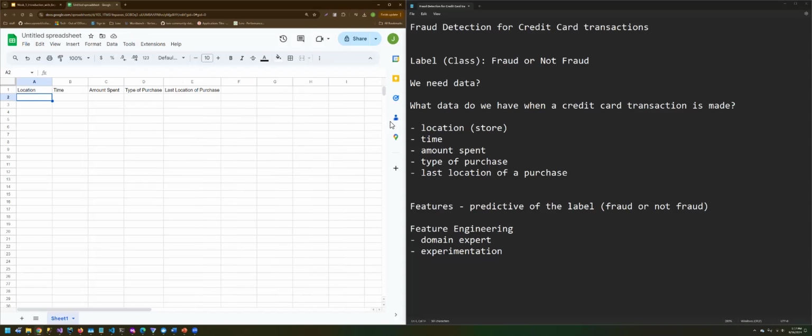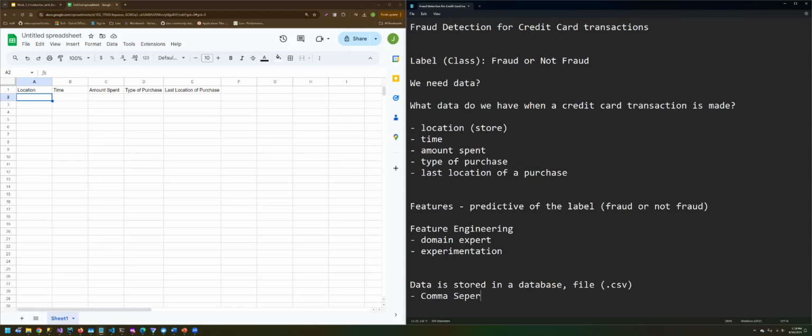Typically information like this is stored either in a database or some kind of file, maybe a CSV. If you guys don't know what CSV is, CSV stands for comma separated values. It's just a type of file format. JSON, I forget what it stands for. I think it's JavaScript Object Notation or something like that. Again, these are just file format types.